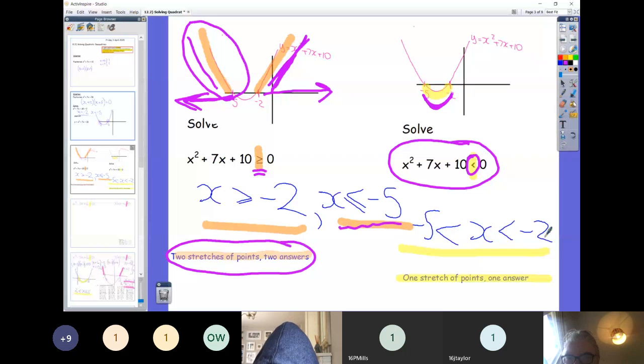So key point: one stretch of points, one inequality on the right. On the left, two stretches of points, so two inequalities as the answer.